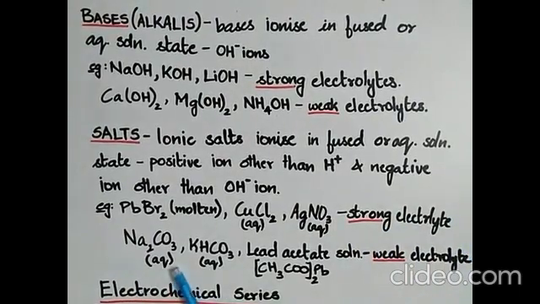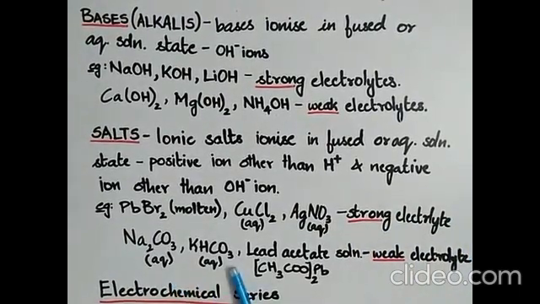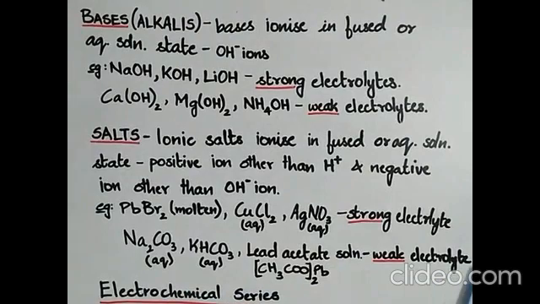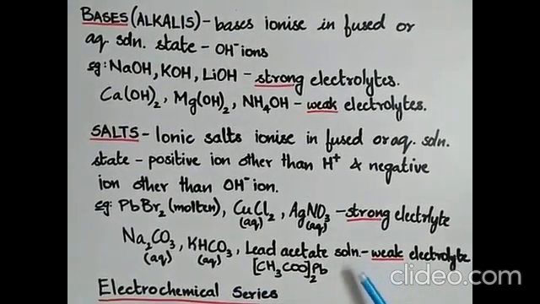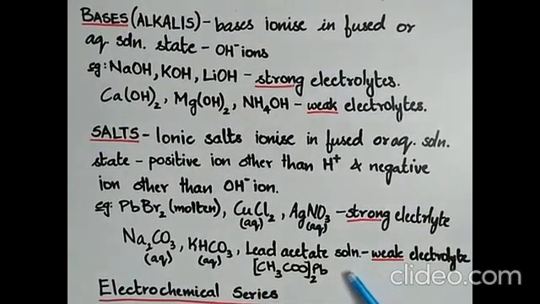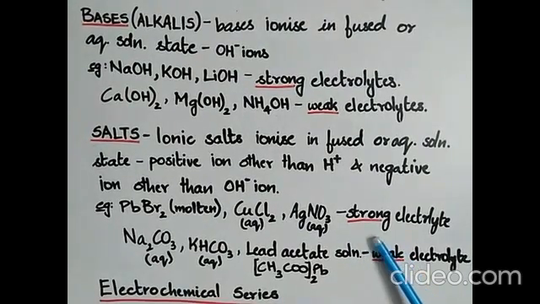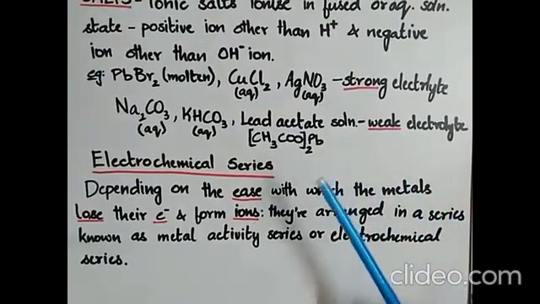And here we have sodium carbonate, potassium bicarbonate, lead acetate. They're all salts of weak acid. So therefore an example of weak electrolyte. That means their solution contains low concentration of ions and more of molecules, whereas strong electrolytes contain high concentration of ions only.